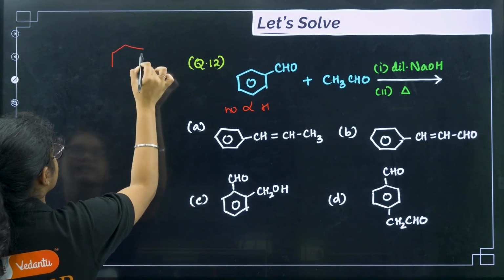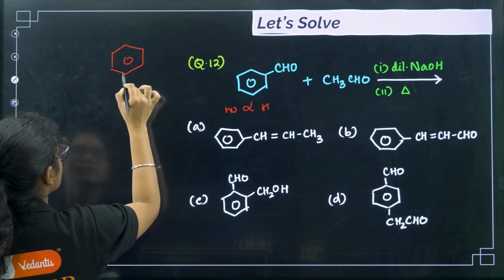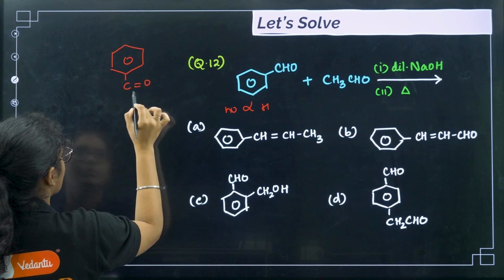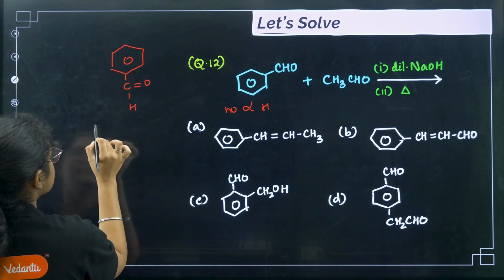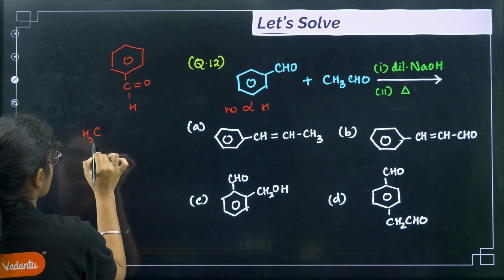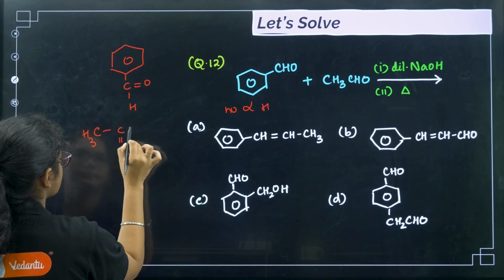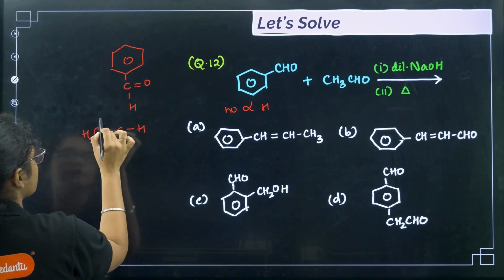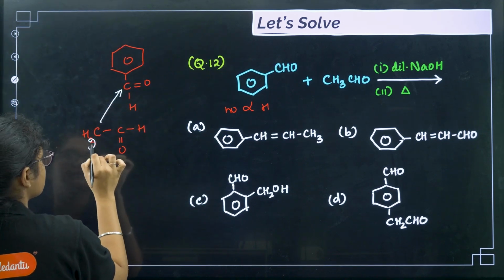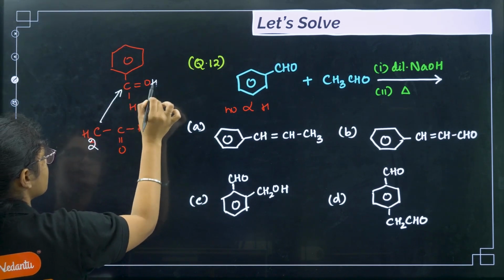So we'll draw first like this, CHO, okay, and then I have here CH3CHO, right? So this carbon can attack, this is the alpha carbon, this will attack here. Here there will be one H and this one will become OH.